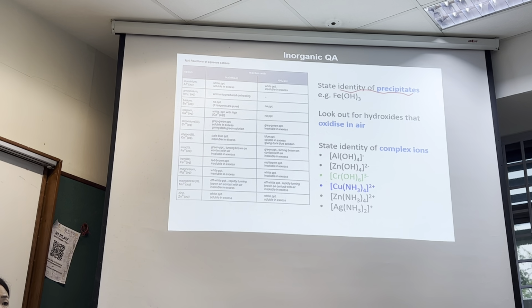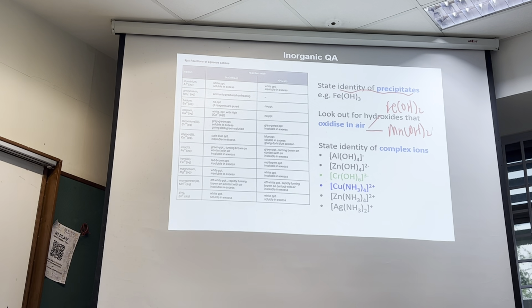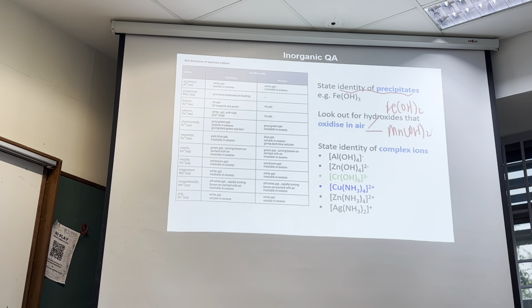Look out for hydroxides that oxidize in air. How many hydroxides oxidize in air, people? There are only 2 of them. Who are the ones that oxidize in air? Fe2+, iron(II) hydroxide, and manganese(II) hydroxide. One will become the red-brown. You can see it at the walls of the test tubes or on the surface.